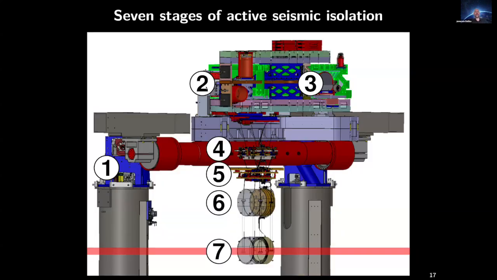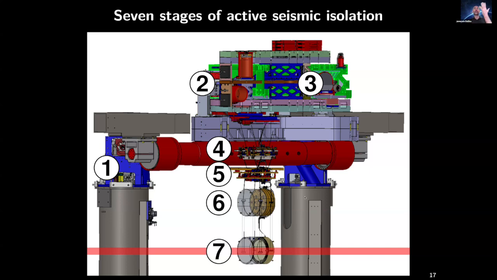This is a cross section of the seismic isolation platform, and it's 7 stages of seismic isolation. We've got one external one, 2 stages in this active seismic isolation platform here, and then 4 stages of isolation in the suspension that hangs the mirror. And where that 7 is, that is the ultimate mass, the test mass itself that the laser is bouncing off of. These 7 stages are like 7 pendula, so you get a massive amount of attenuation of the ground noise.